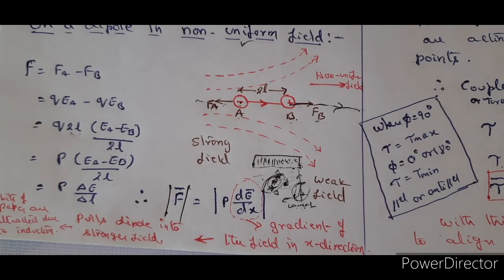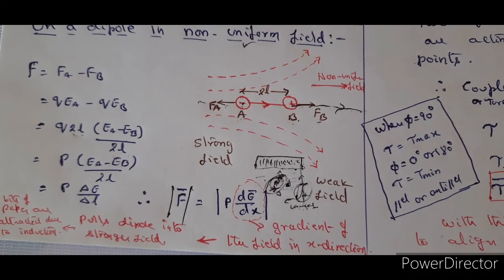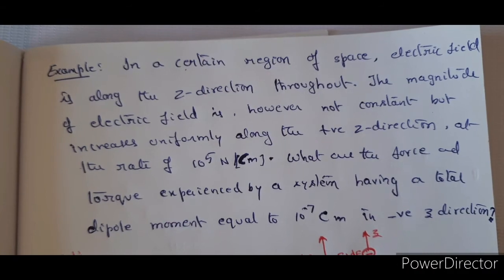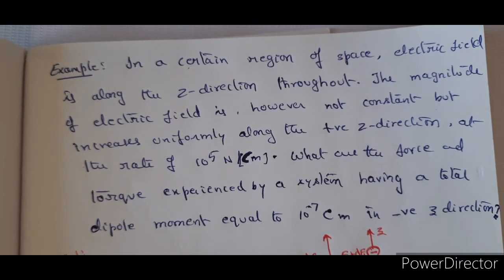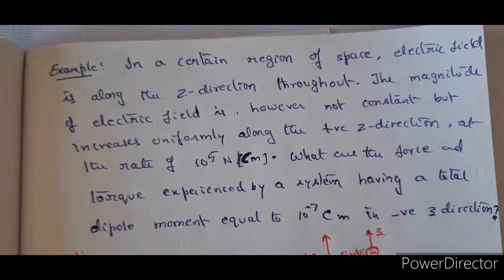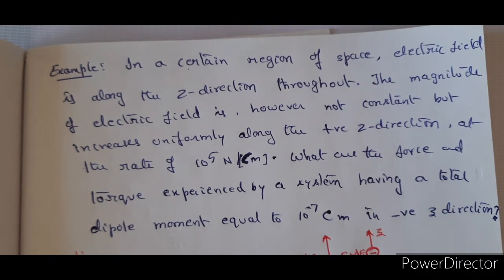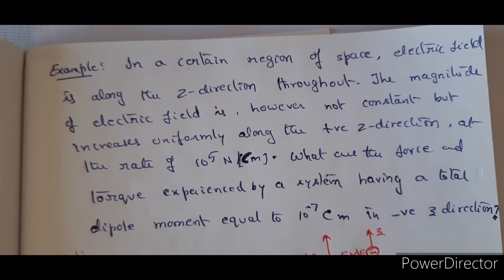Okay, please pause for a moment and note it down. Here is an example, so that you understand how a non-uniform field is going to affect or influence a dipole. Here is a problem from Cengage physics. This example definitely clears any ambiguity or confusion in your mind.